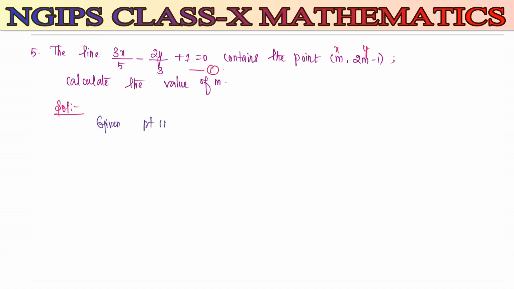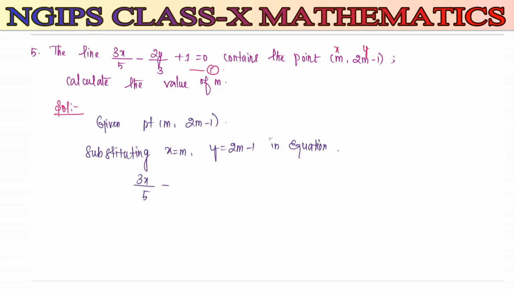Solution: here given the point m comma 2m minus 1. Substituting x is equal to m, y is equal to 2m minus 1 in equation 3x by 5 minus 2y by 3 plus 1 is equal to 0. Now here x value is m, so I can write 3 into m divided by 5 minus 2 into y value, which is 2m minus 1, divided by 3 plus 1 is equal to 0.